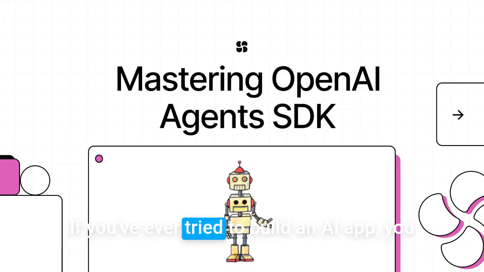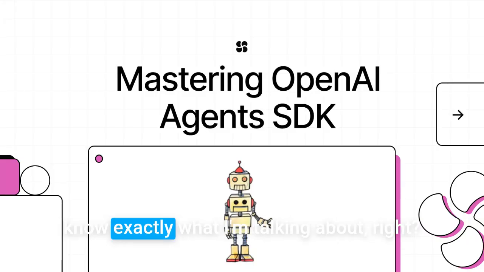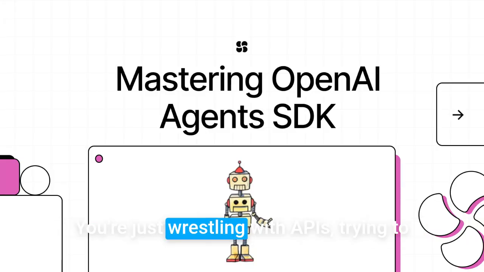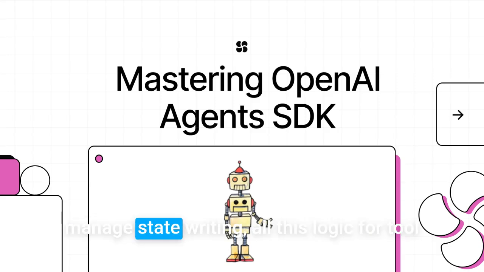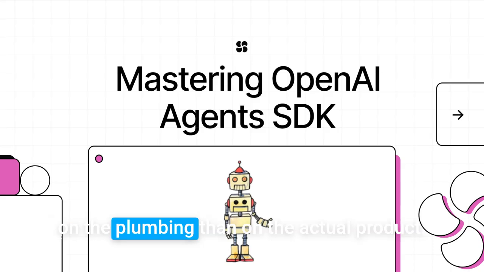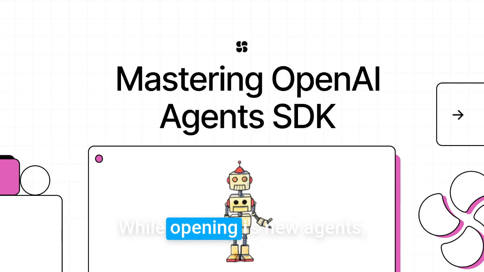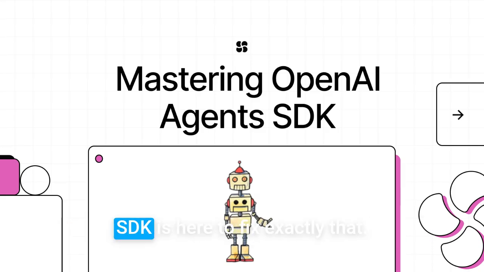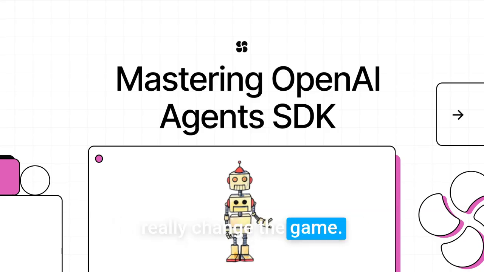So, if you've ever tried to build an AI app, you know exactly what I'm talking about, right? You're just wrestling with APIs, trying to manage state, writing all this logic for tool use, and you end up spending way more time on the plumbing than on the actual product. Well, OpenAI's new Agents SDK is here to fix exactly that. Let's dive in and see if it can really change the game.